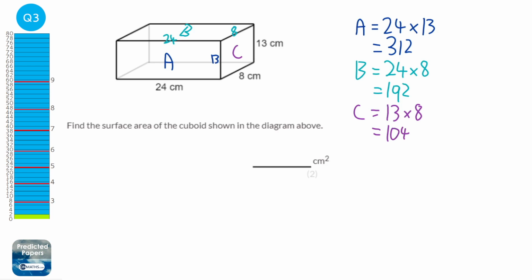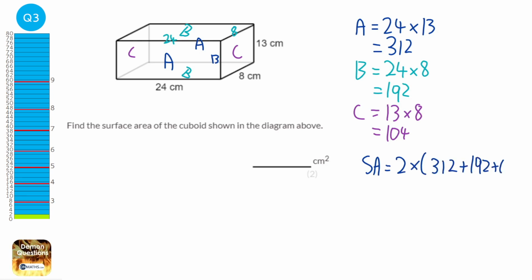Now notice that the faces all have the exact same face on the opposite side. So this one at the back is also A, this one at the side is also C, and the one at the bottom is also B. So what I'm going to do is add up all the areas of the faces and double it. So to work out the surface area, we're going to do 2 times (312 plus 192 plus 104), and that will give me 1,216 centimetres squared, because it's an area.